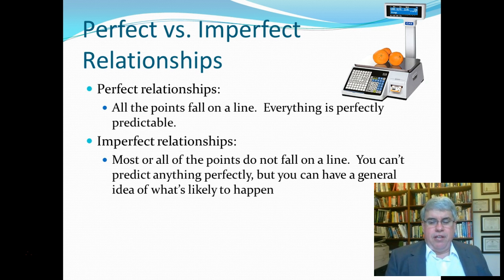Another factor to consider when we look at relationships between variables is perfect and imperfect relationships. Perfect relationships are like the relationship between the weight of fruit that you buy and the price. So when you buy 1.5 pounds of oranges and you put them on the scale to calculate the price, it's going to be an exact straight line for whatever quantity of oranges you have. Everything's going to be right on the line.